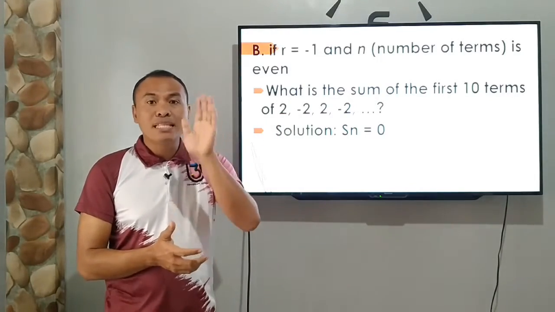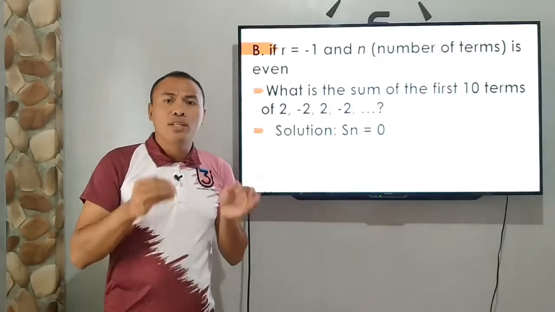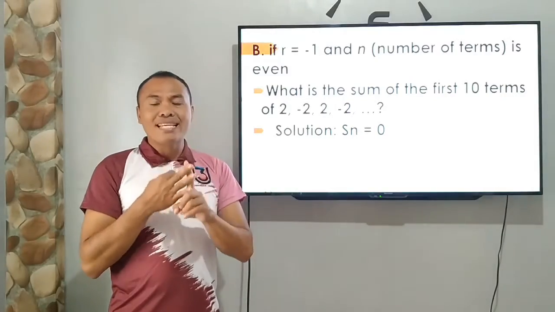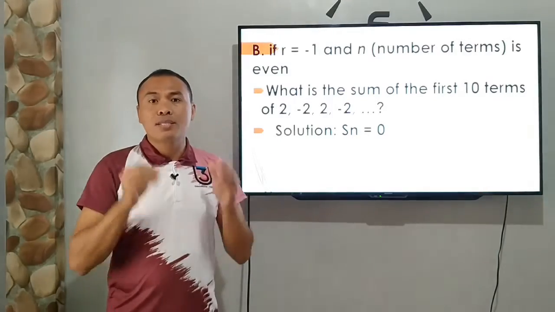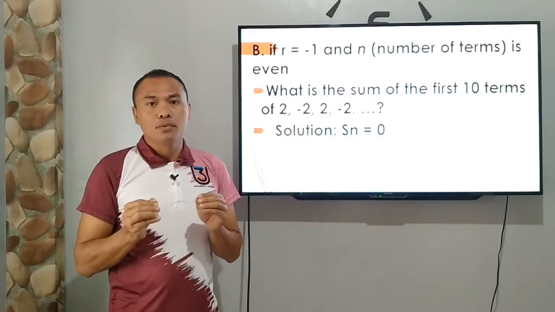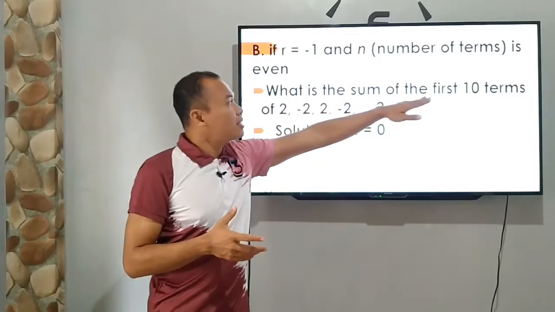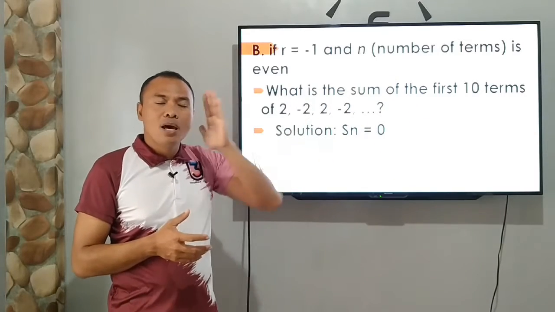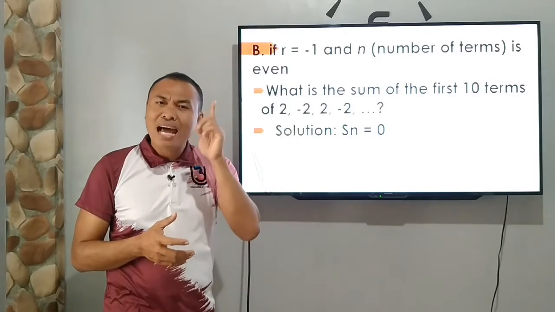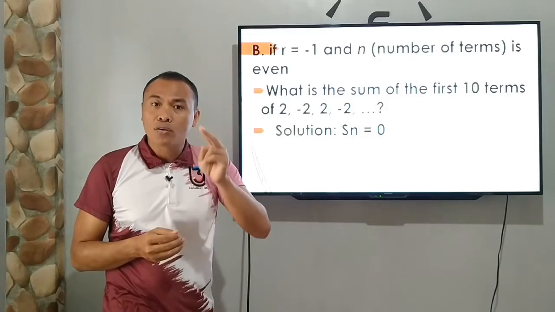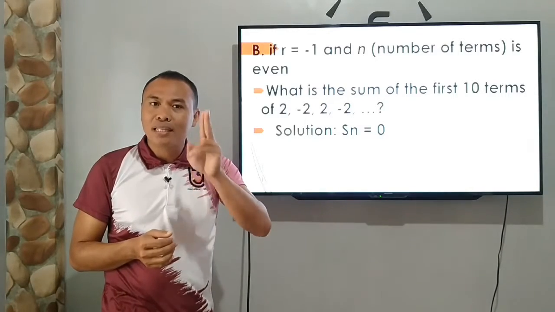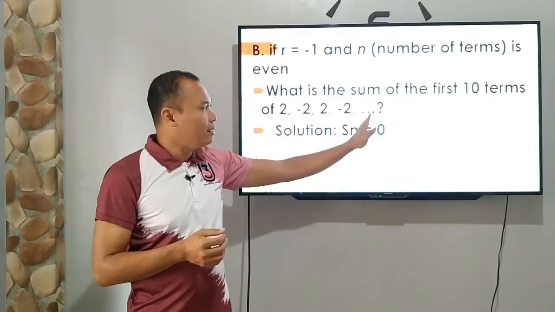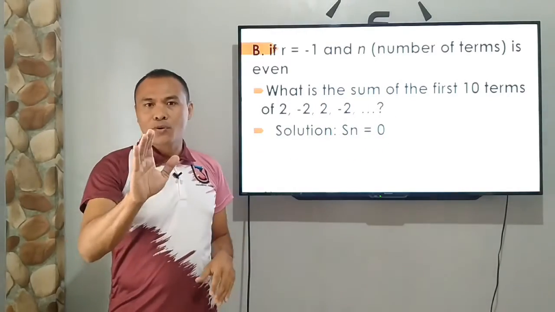And the number of terms is even. How can we identify if the number of terms is even? Even numbers are 2, 4, 6, 8, 10, or numbers divisible by 2. Since it is 10, 10 is even. This means that when the number of terms is even and the common ratio is negative 1, our answer is 0. So if you add them up until you reach 10 terms, the answer is 0.